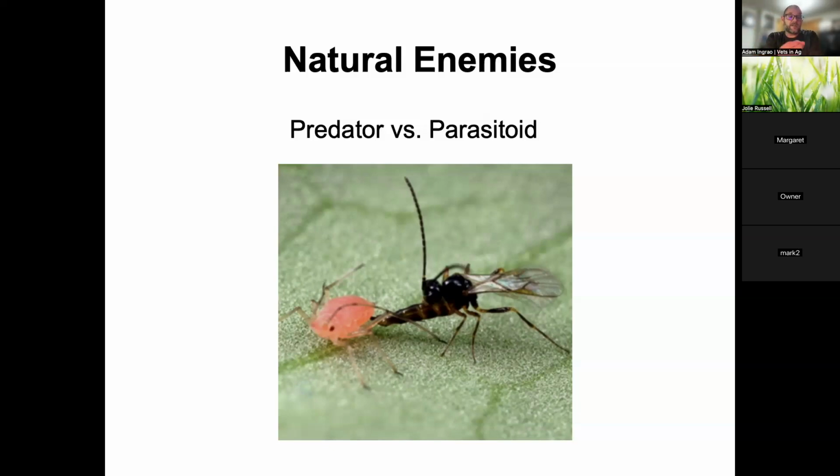Now, the reason that this is important to understand is because when we're talking about natural enemies, again, predators are feeding on one prey item at a time, whereas parasitoids will lay thousands of eggs in thousands of prey items very readily and actually give you a lot more control in some situations than a predator would. So it's important to understand those different roles.